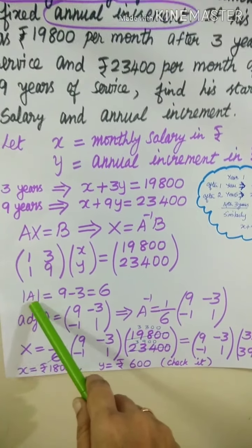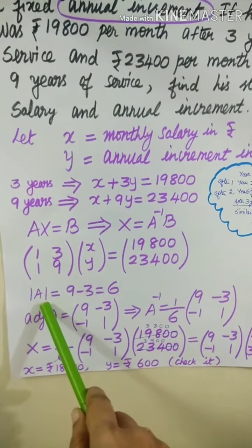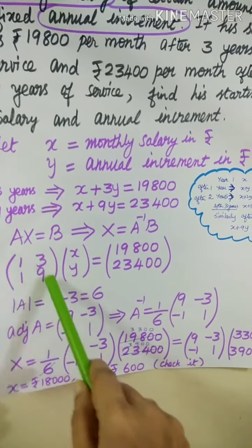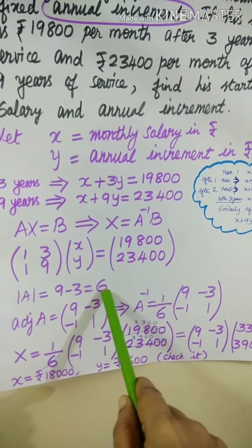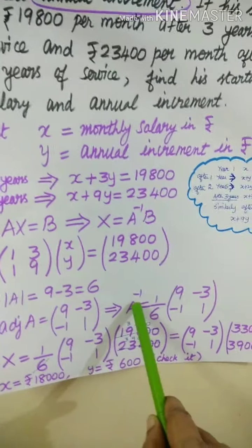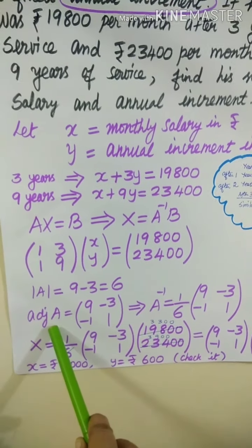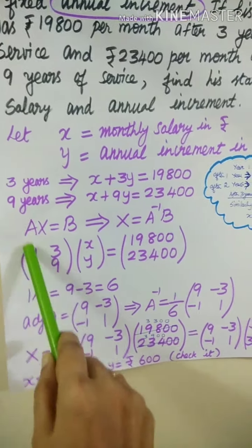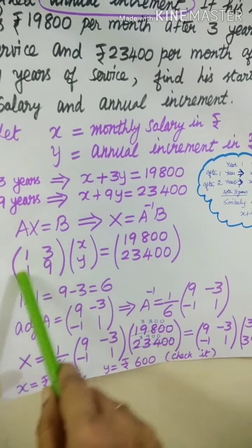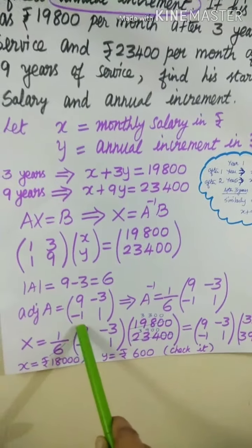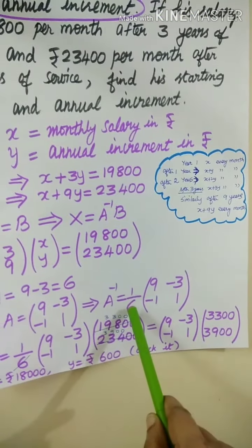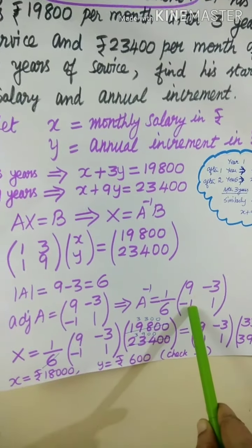So to get A inverse, my first step is determinant A. Determinant A is equal to product minus product. Say 9 minus 3 and my answer is 6. 6 is not equal to 0. I can proceed with A inverse. Adjoint. How to write adjoint? Interchange the main diagonal. 1 and 9, I will write 9 and 1. Change the sign for the other diagonal, say minus 3 and minus 1. Now A inverse, we write the formula 1 by determinant A, adjoint of A.